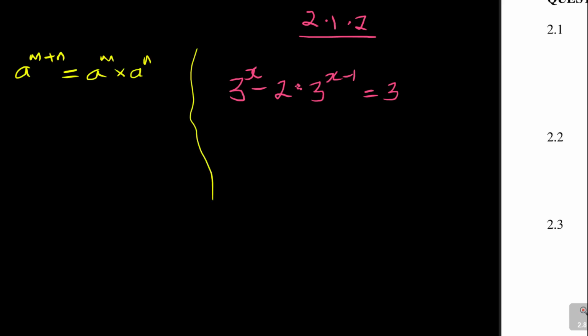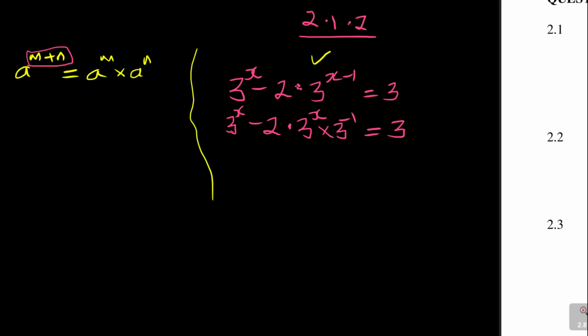That's what I'm gonna do on this part. You see? So let's continue. So this is gonna be 3 to the power of x. So I'm gonna split that minus 2 dot 3 to the power of, like I did, m plus n. To me it's x minus 1. So it's 3 to the power of x times 3 to the power of negative 1. You see that? Is equal to 3. I just used that rule.